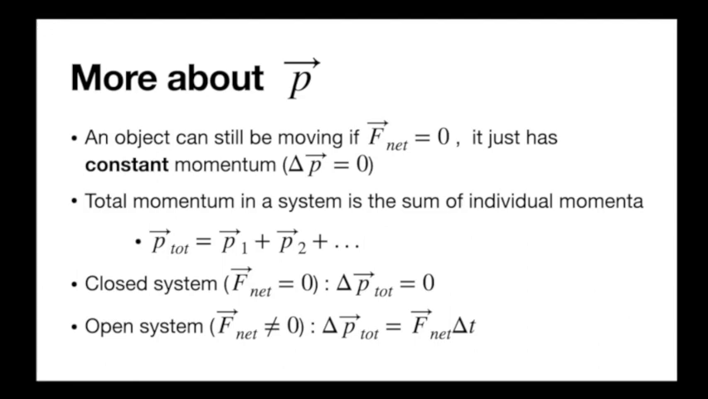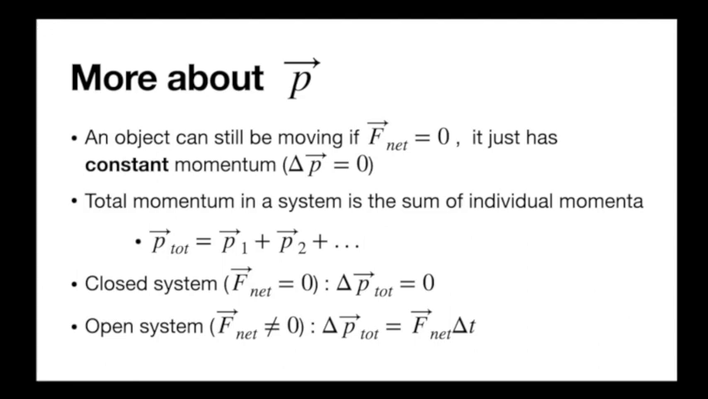And then when we're talking about these systems, we'll have open and closed ones. So we've talked about if there is an F net, then there's a delta P, there's a change in momentum. And if there's no F net, then there's no change in momentum. The same is true about a system as a whole. If there's no F net on the whole system, then the delta P total, so the sum of all the changes in momenta of each individual piece of that system, is 0.